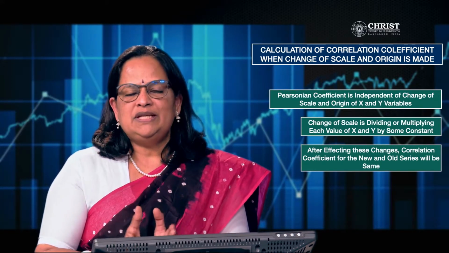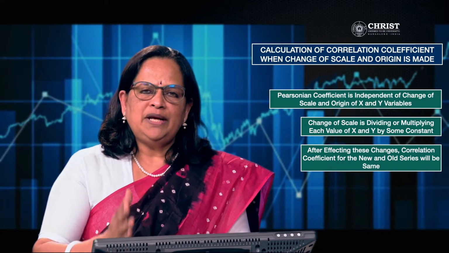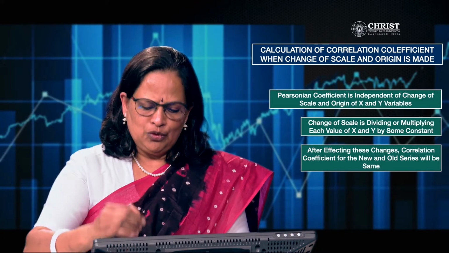Change of scale is dividing or multiplying each value of x and y by a constant value. Then after making the changes, the correlation coefficient for the new set and the old set will be the same. So this is an important property, and when we do the problems, it will be more clear.